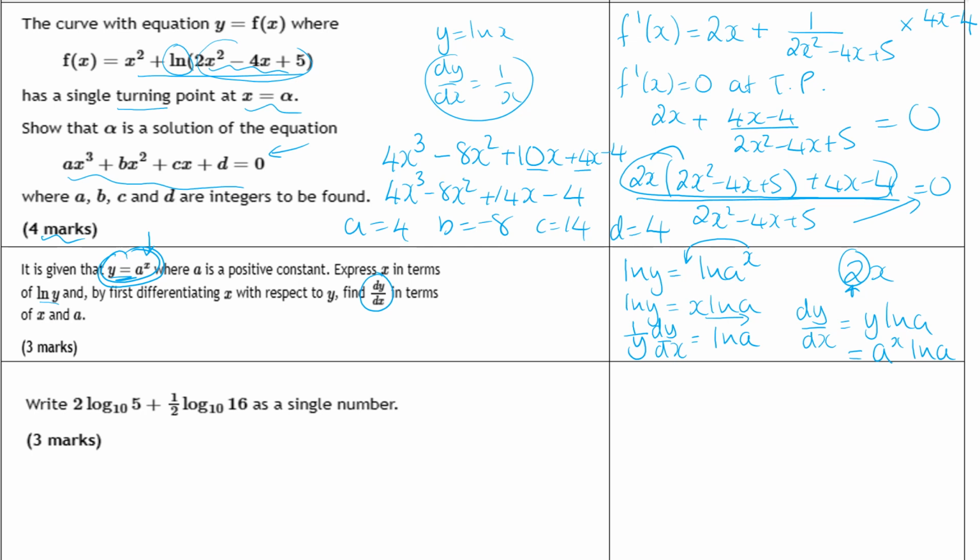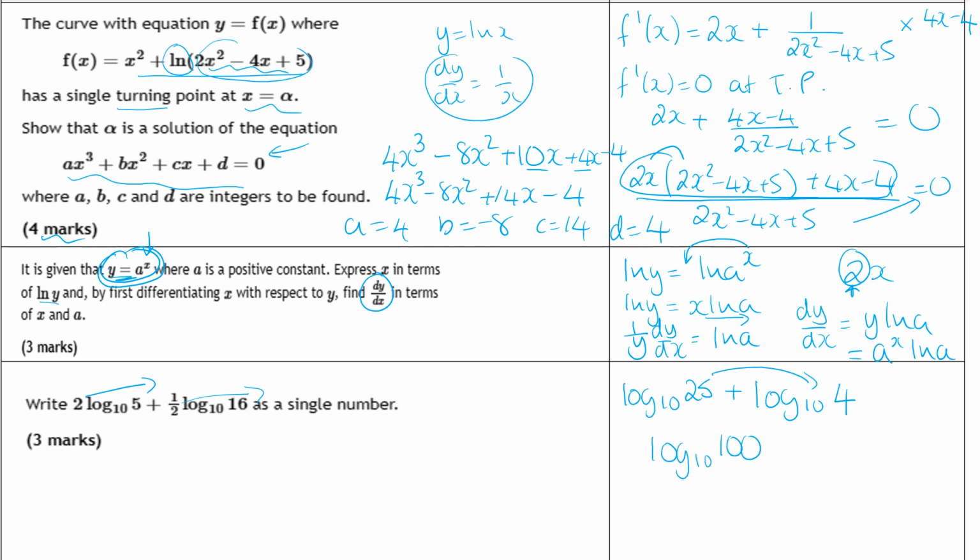Next one, write this log expression as a single number. So using our log laws, that 2 can go up. We're going to get log to base 10 of 5 squared, which is 25, plus the half can go up, and we're going to have log base 10 of 16 to the half, which is the square root of 16, which is 4. Then by our addition law, we can times the 25 and the 4. So this is log to base 10 of 100.